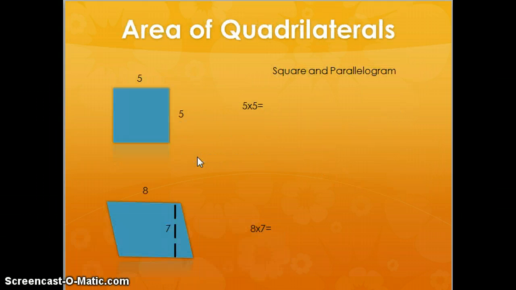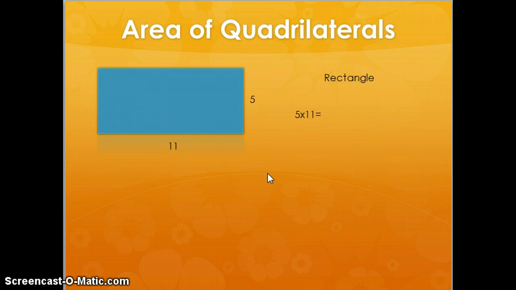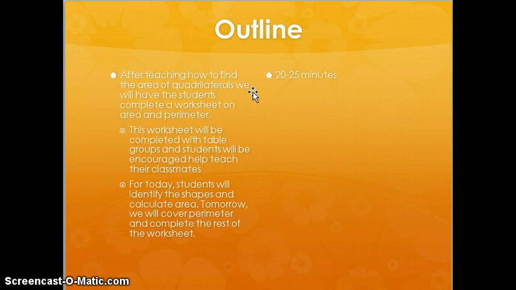For the area of quadrilaterals, we'd have sample problems, pretty basic, labeling a square with one side of 5, a base of 5, and a height of 5. Then they multiply those together, and the same thing for this shape right here. You'd multiply the base times the height. Base is 8, height is 7. So just a couple problems. Here's another one for a rectangle: height of 5, base of 11, multiply together.